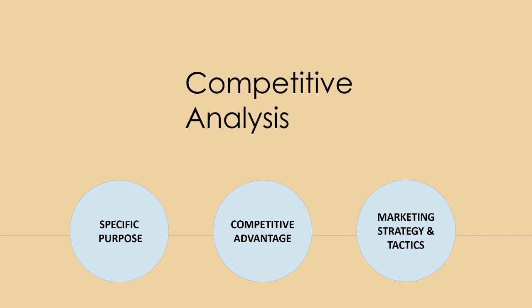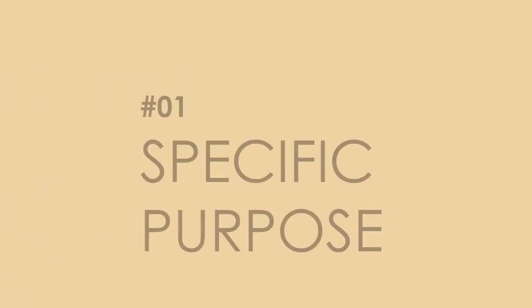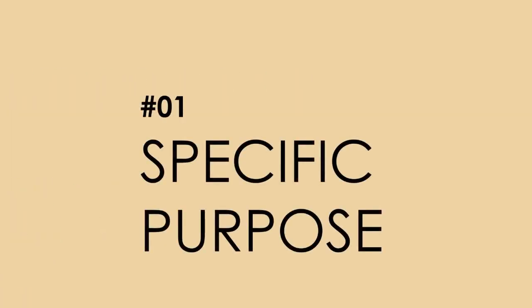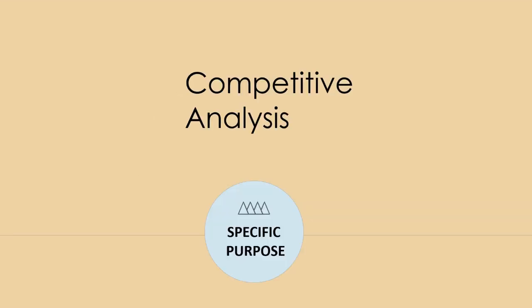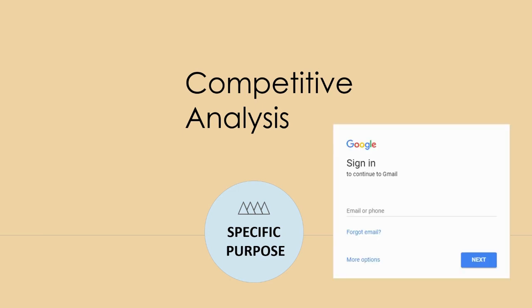Let's start with the first approach, specific purpose. Here, you narrow your analysis to the specific purpose for which you are doing it. In this way, you skip all strategies and tactics that are irrelevant to the decision you are trying to arrive at. For example, let's say you were trying to figure out how to optimize your login experience. You might look at Google's login. Note the text, call to action, colors, and user flow.